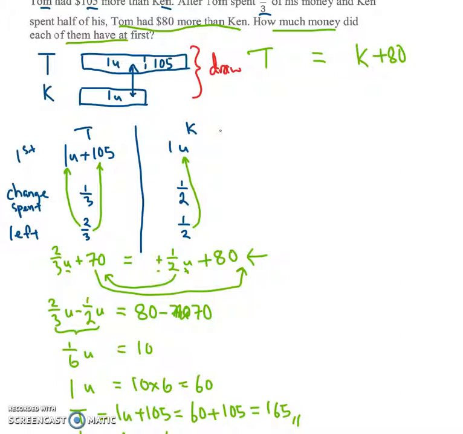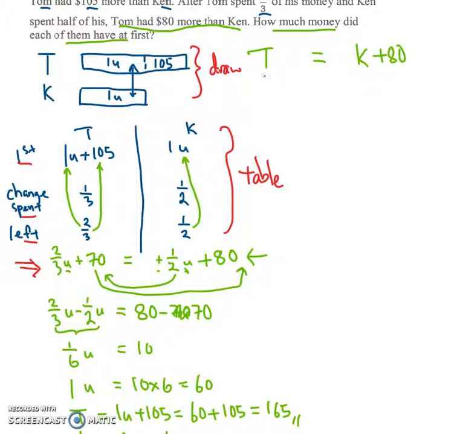The second thing you need to do is to come up with the table. So you need to create this table. First, change and left, and create this equation. Okay, so at first they had 1u plus 105, 1u, then the change is 1/3 because I spent 1/3, I spent half. I'm left with this, so I need to take my 2/3 and multiply these two numbers.